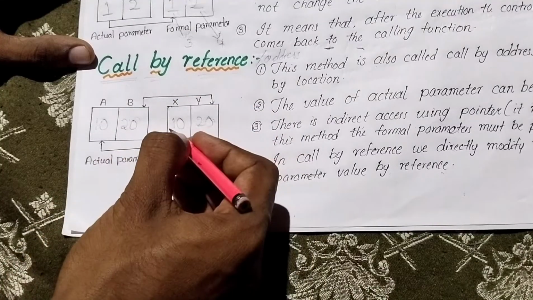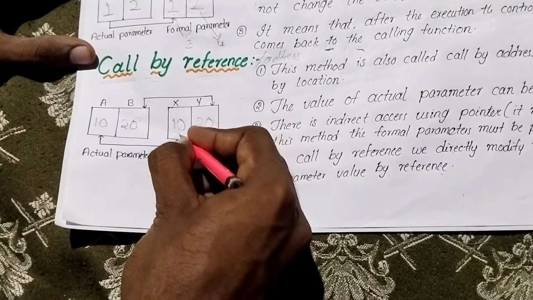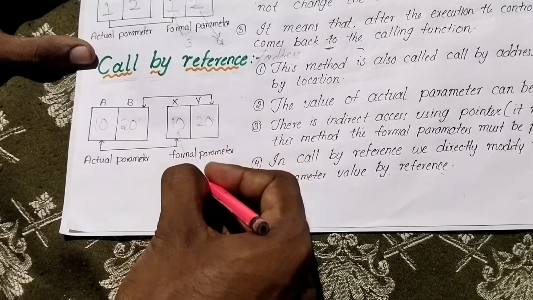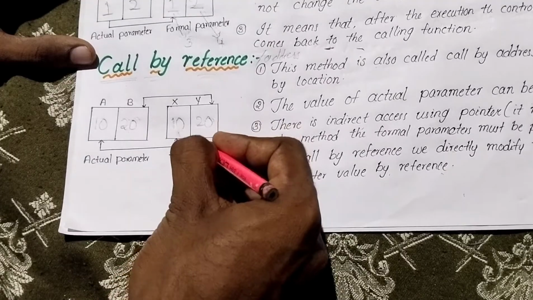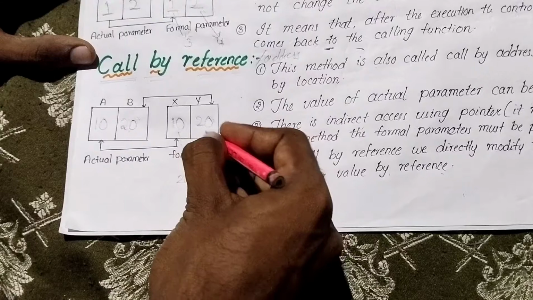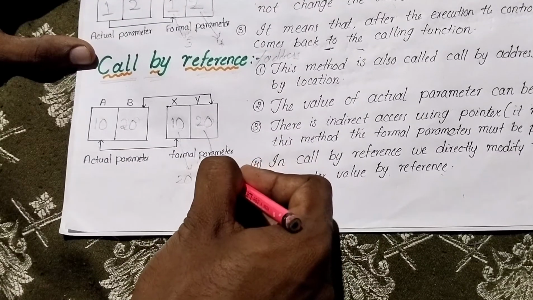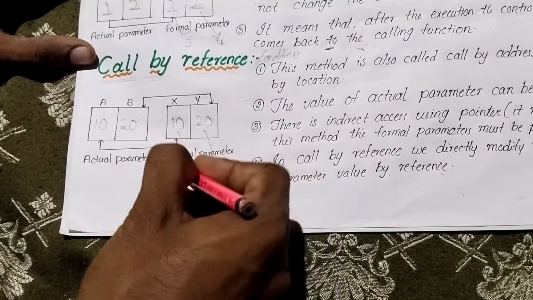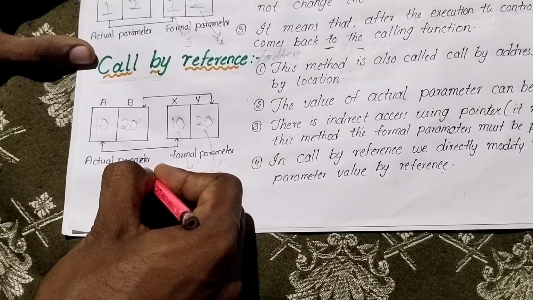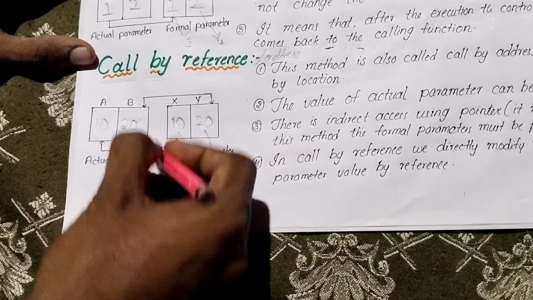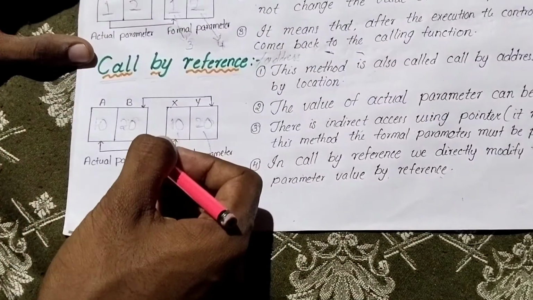Now in call by reference, if you change or update the values, for example 10 to 20 and 20 to 30, then automatically there is a change in the actual parameter. This is the main difference between call by reference and call by value.